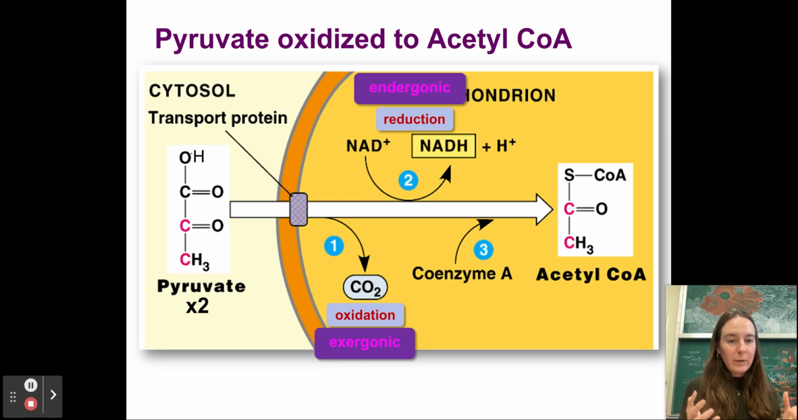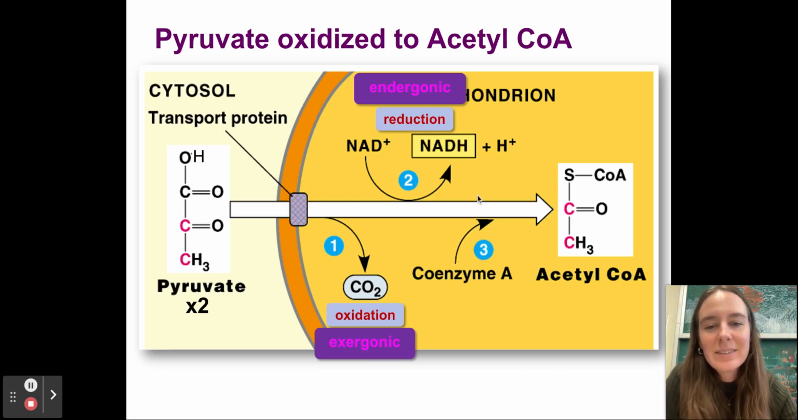NAD plus is pretty stable. Adding on an electron is going to require energy. It needs energy to do this, to build a new molecule, to add a piece. Think about if you're building Legos, it takes energy to add on another piece to your Legos. So as you're reducing NAD plus to NADH, as you're adding that hydrogen, you are using the energy from the oxidation of CO2.